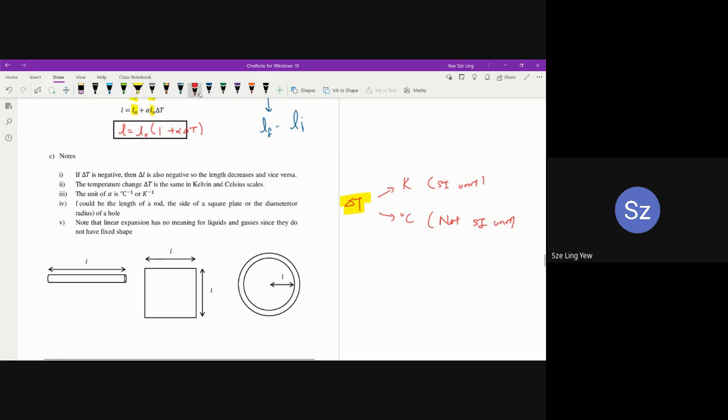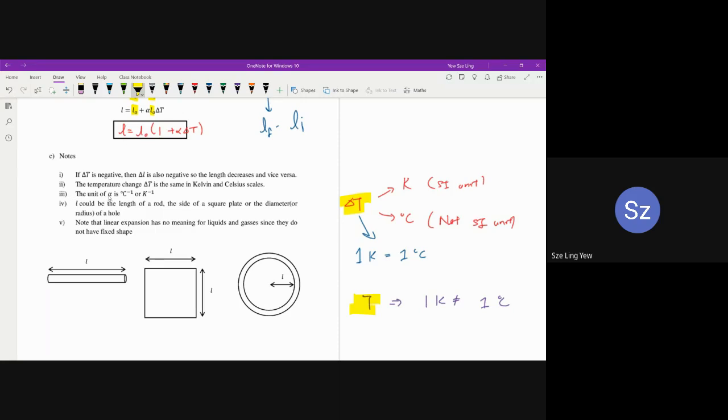So kena ingat ya, yang ini cuma valid untuk change in temperature. So change in temperature 1K sama dengan 1C. Okay, kalau kita kata change in temperature. Tapi kalau kamu tengok temperature sahaja, if you're just looking at the temperature itself, then 1K is not equal to 1 degree C. All right? So you have to remember, they are different if you're just looking at temperature or temperature change.